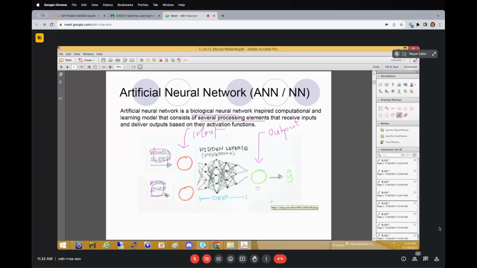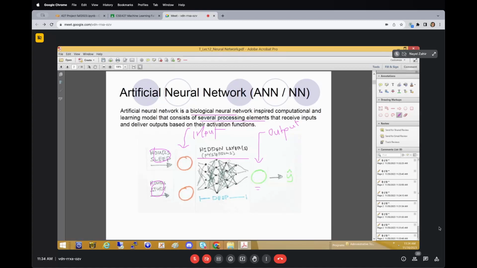So based on the number of features, we have to decide the number of neurons in the input layer, and based on the number of outputs, we have to select the number of output units or output neurons. And then we have to form what we call the hidden layers. We have to design the hidden layers. The number of hidden layers and the number of neurons in each hidden layer are user defined and problem specific.